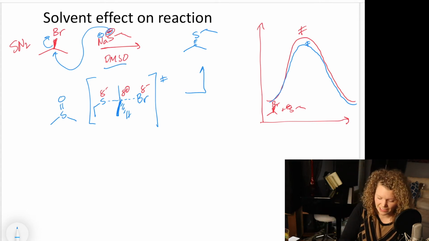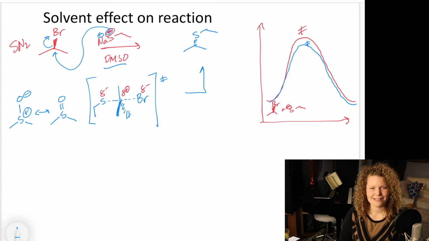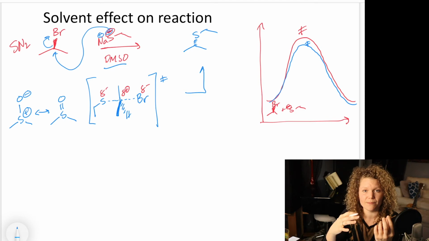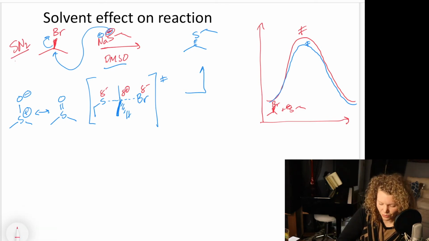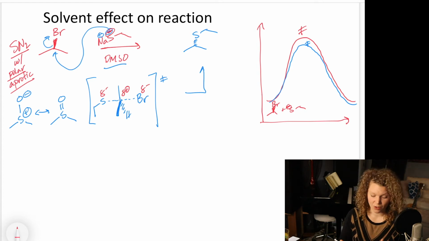DMSO is great for this because if I draw the resonance structure of DMSO, we can fully see how this is able to help support these partially positive and partially negative charges. So what's going on here is we have these interactions between solvent molecules and our reaction. So on this top reaction, we're doing an SN2 with a polar aprotic solvent. SN2 reactions prefer polar aprotic solvents.